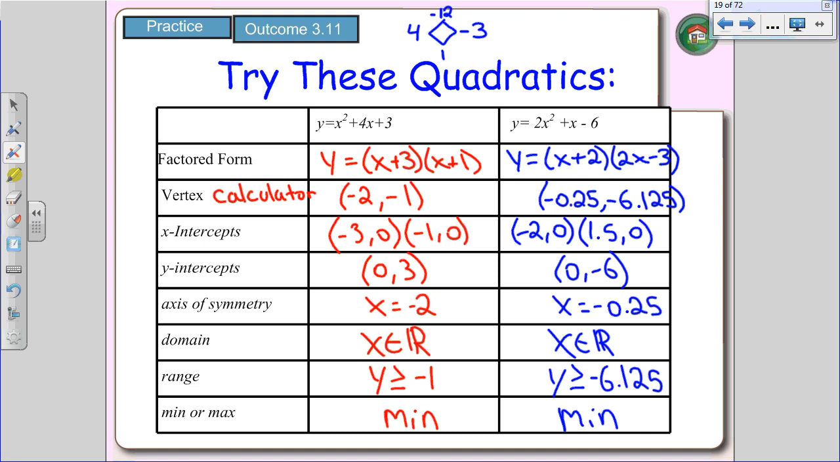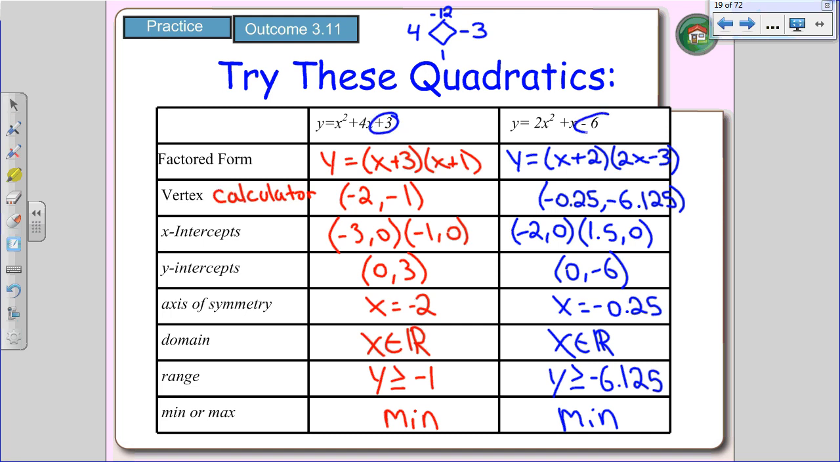It's your choice. Why do you have the domain up there? Because it's still important to know, and it's going to change once word problems come. So it's not always going to be x ∈ R. Y-intercepts. What's an easy way to find my y-intercepts? It's my C value. So y-intercepts are always just this number right here. The x value for a y-intercept is always 0.